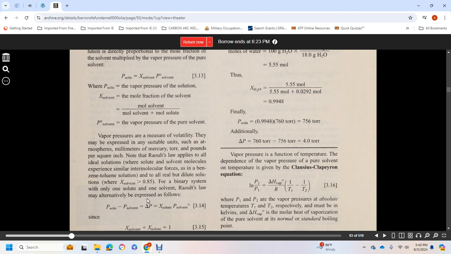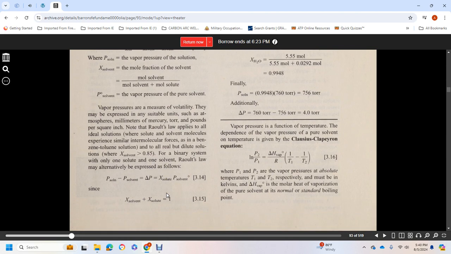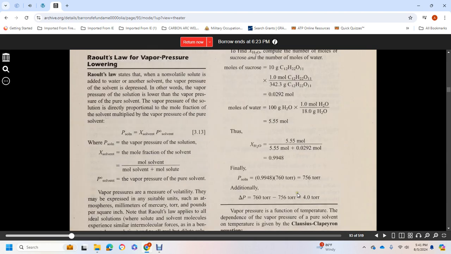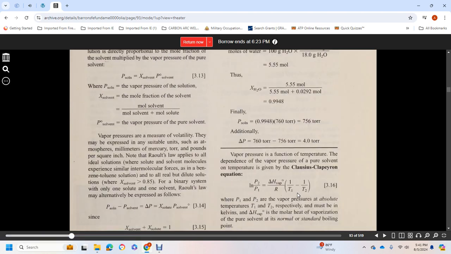For a binary system, with one solute and one solvent, Raoult's law may alternatively be expressed as the vapor pressure of the solution equals the mole fraction of solvent, moles of solvent over moles of solvent plus moles of solute, times the vapor pressure of the pure solvent. Since the mole fraction of solvent plus the mole fraction of solute equals 1. And it shows a question.